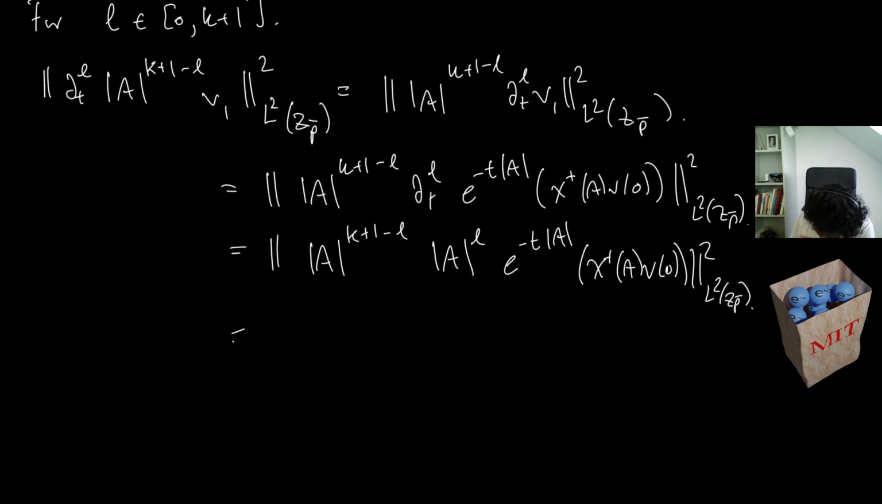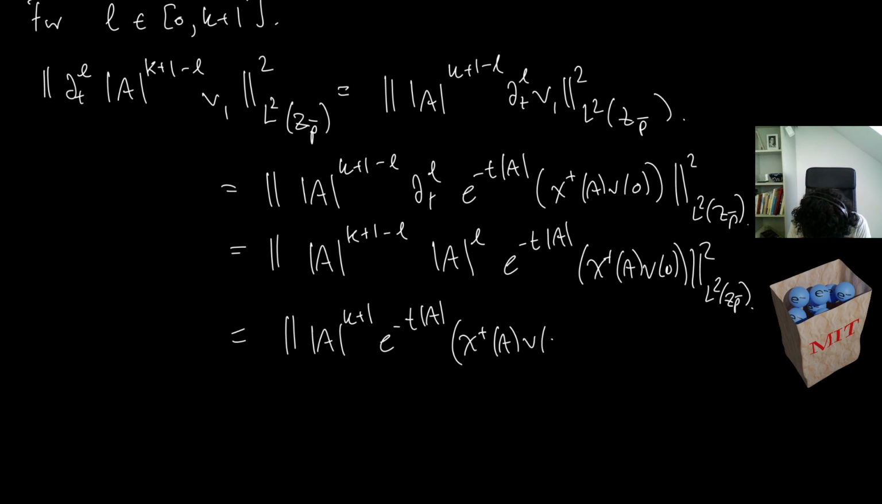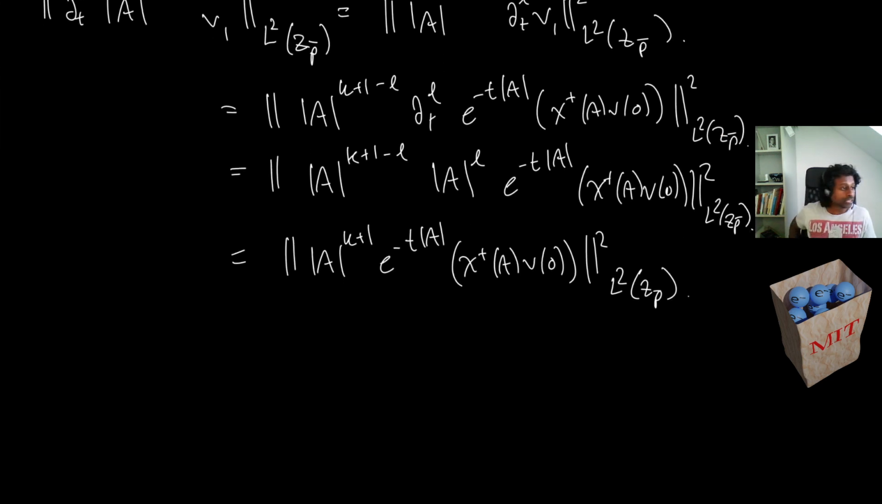Okay, so now we have the full k plus 1. So we have modulus A to the k plus 1, e to the minus t modulus A, chi plus of A, V naught, squared L2 over Z rho here. So actually this is why, even if we use maximal regularity only, alluding to the fact that we're on a Hilbert space and we have an omega-sectorial or bisectorial operator with an angle less than pi on 2, this is where the quadratic estimate still comes in, right?